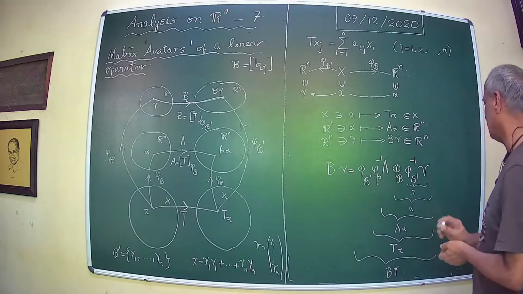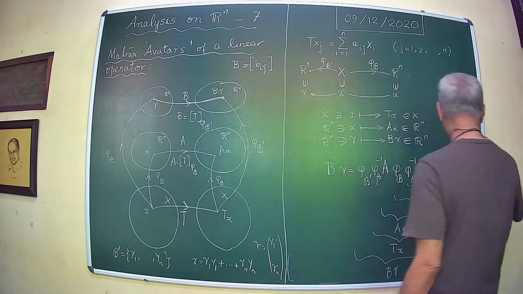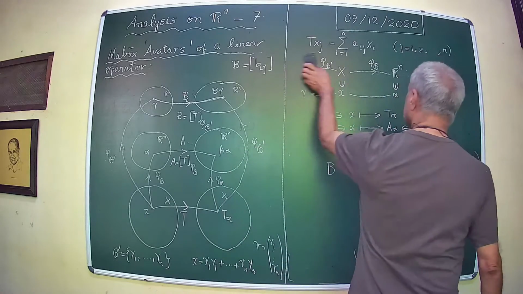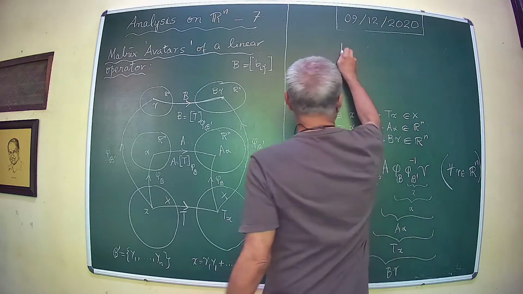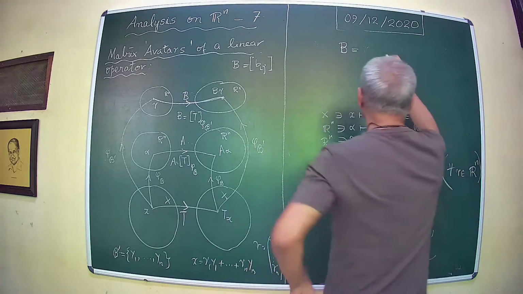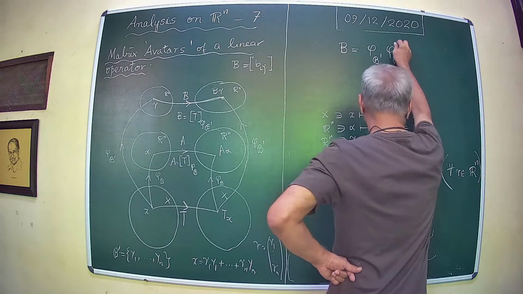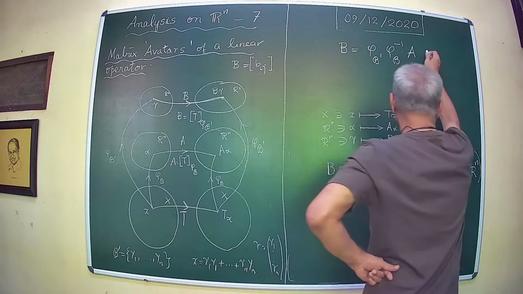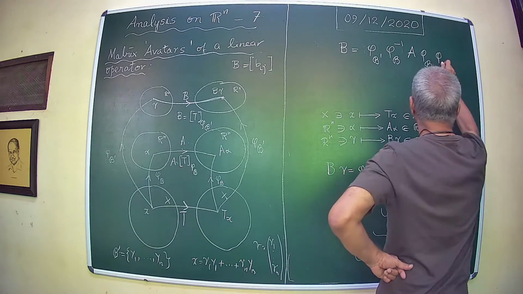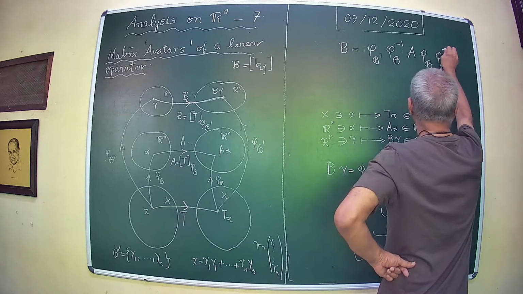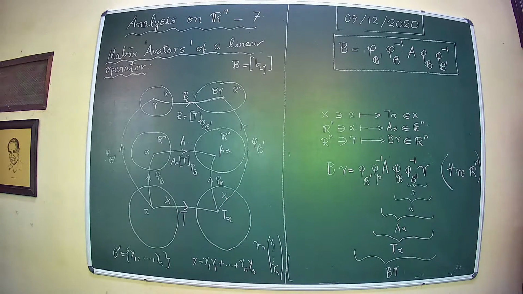Now look at this. This is true for every gamma belonging to Rn, therefore I can now write B equal to phi b prime inverse A phi b prime phi b inverse. This is the connection.